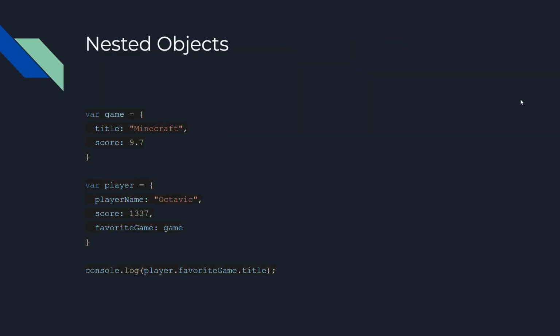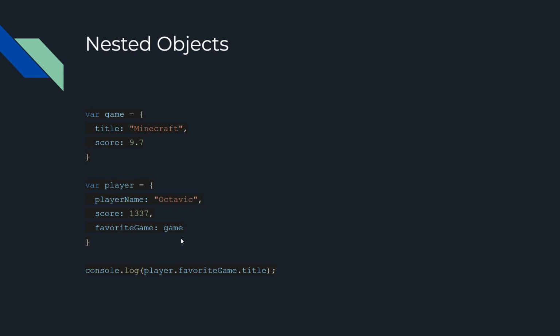So that's for objects, and as I have mentioned earlier, objects will have key value pairs. The key must be a string, but the value can be anything, including another object. So in our case, first we have an object, it's a game, right? We have a title, Minecraft. We have a score, 9.7, very high score. And down here we have a second object. We have a player. We have a name. We have a score, and we have their favorite game, which you notice is this variable right here.